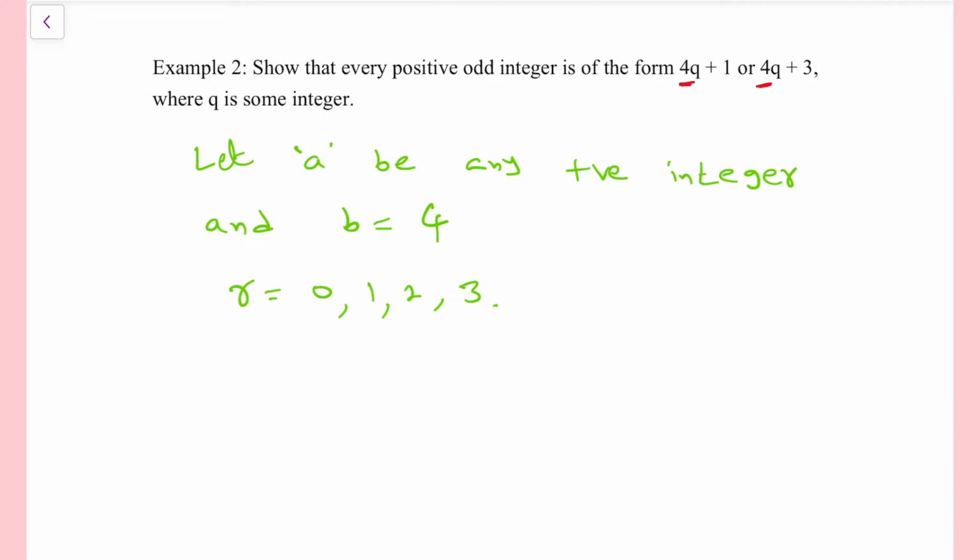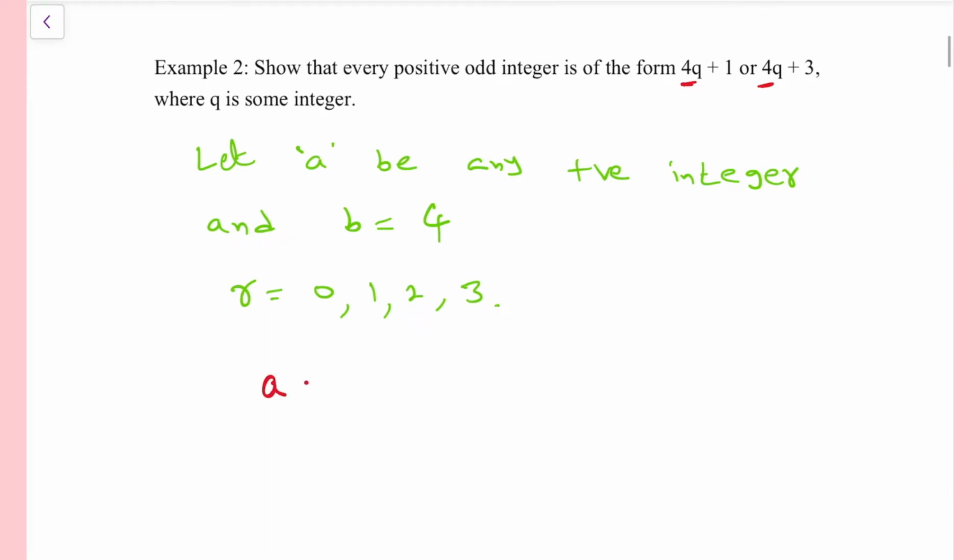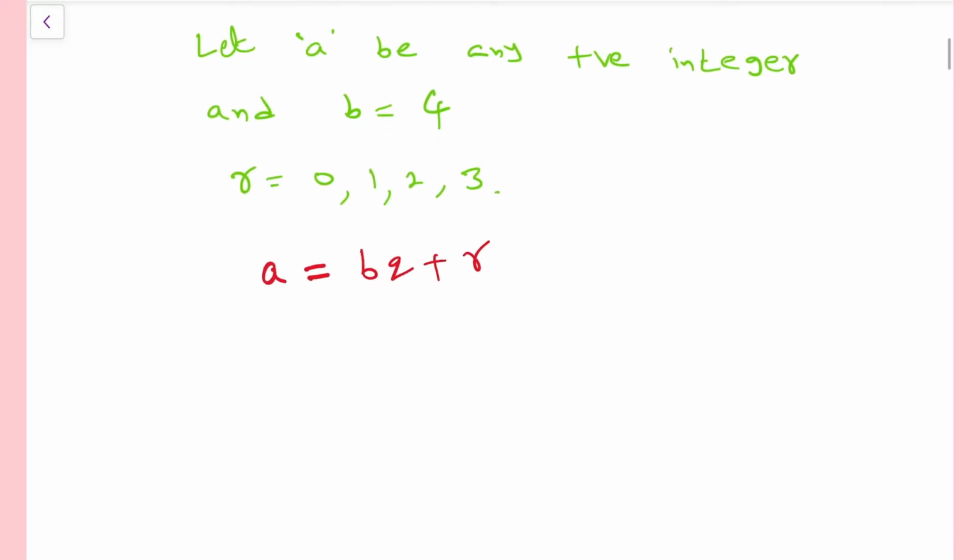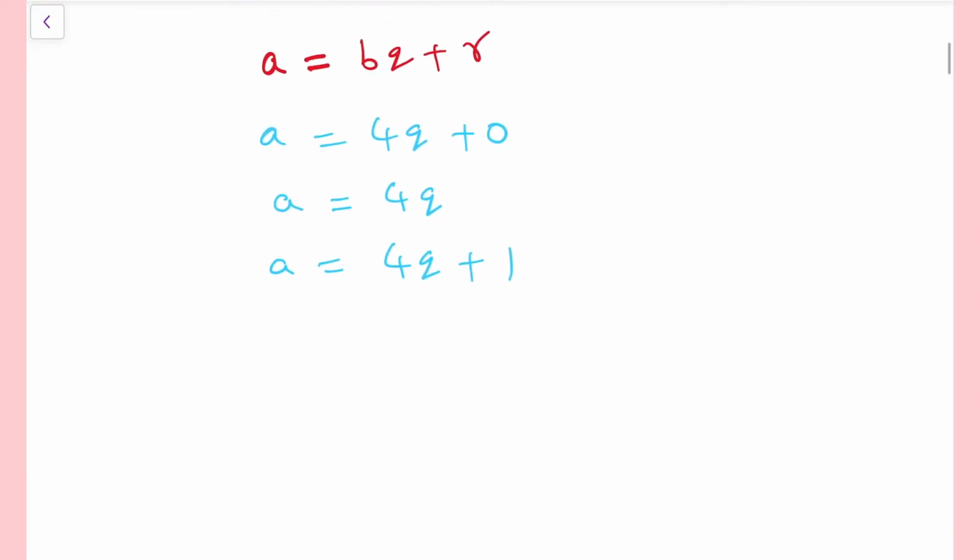Now let us substitute this in our formula. a equals bq plus r. a equals b value 4, 4q plus remainders. We have 4 possibilities, right? So first I am going with the 0 remainder. a equals 4q plus 0, so 4q. Then the second remainder, a equals 4q plus 1. Next remainder, a equals 4q plus 2. Then last remainder, a equals 4q plus 3.